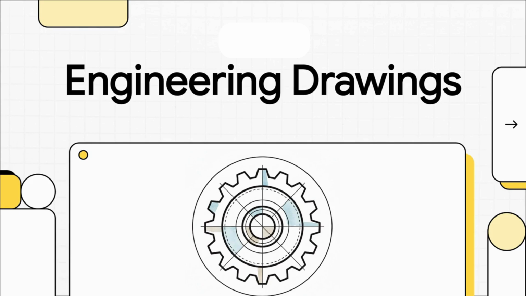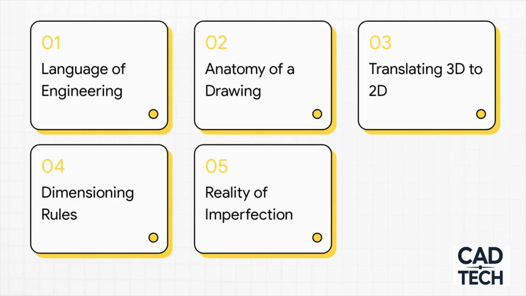Okay, let's dive into this explainer and unlock exactly how to read this universal language. So, here is our roadmap for today. First, the language of engineering. Second, anatomy of a drawing. Third, translating 3D into 2D. Fourth, the rules of dimensioning. And finally, number 5, the reality of imperfection. Let's just jump right in.